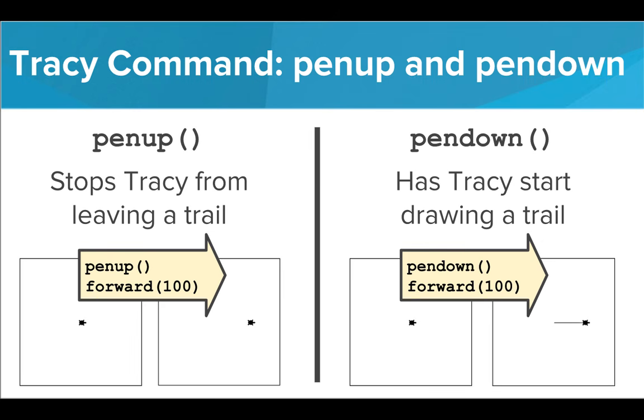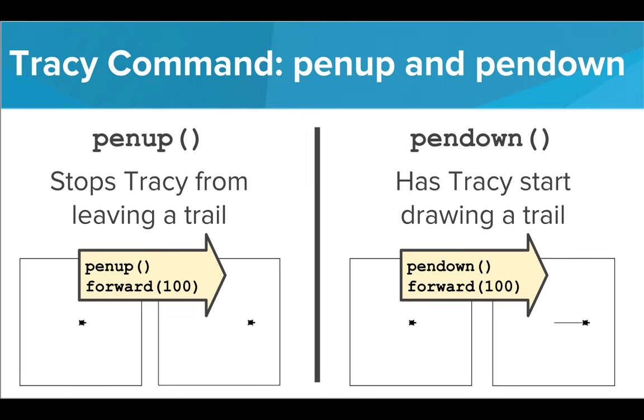We also have some commands to control the trail that Tracy leaves as she moves. If we call the pen up command before telling Tracy to move, she will not leave a trail behind her. If we then want her to start leaving a trail after we've used the pen up command, we can use pen down to have her start drawing a trail.